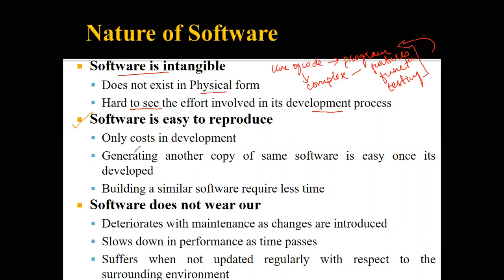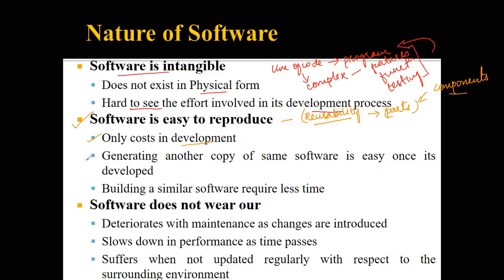The next point is software is easy to reproduce. Within software engineering, whenever you're designing a particular software, you're going to focus on reusability. That is, you're going to design the software keeping in mind that the components you use, components being the different parts within the program, should be reusable. Now, the first point here is cost only in the development process. If you're designing a software using reusable components, you're just going to put in the money only for the development process, to put all the things together.